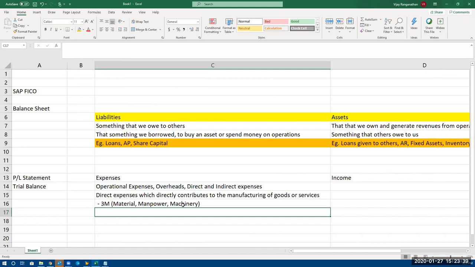So let's take this example and break it down. You buy raw material from the vendor. So what's coming in? Harman? So when we buy raw material from the vendor, what's coming in? The raw materials. Correct.